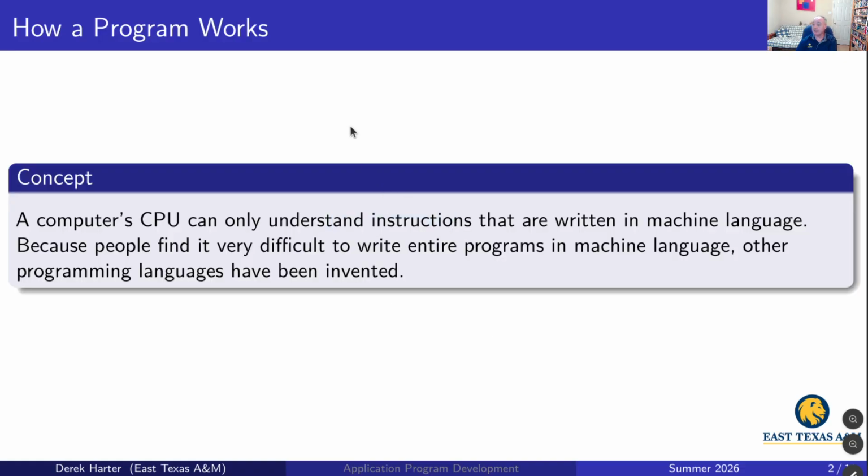So a computer CPU can only understand instructions that are written in machine language. And machine language is literally bits, a sequence of bits, a sequence of numbers, right? So people find it very difficult, impossible, to write programs in machine language. So other programming languages have been invented, so-called higher level languages that can be translated or compiled into machine language that the machine actually understands and can run.